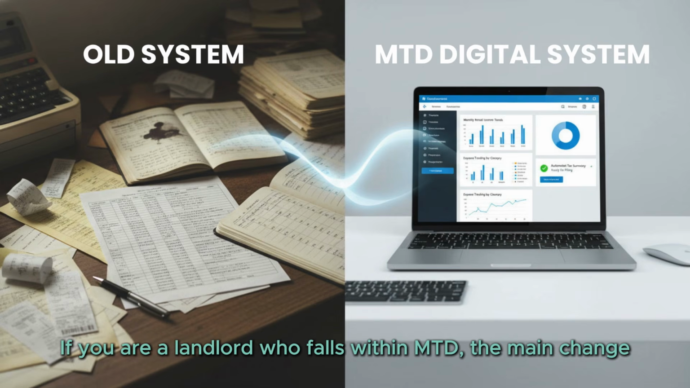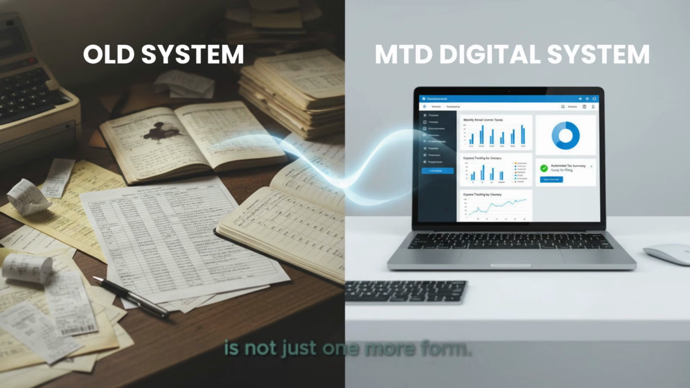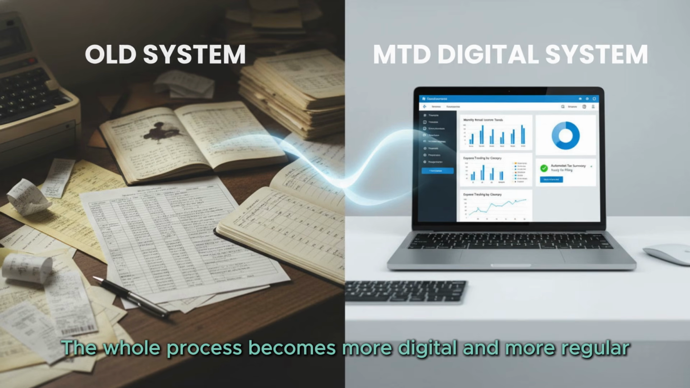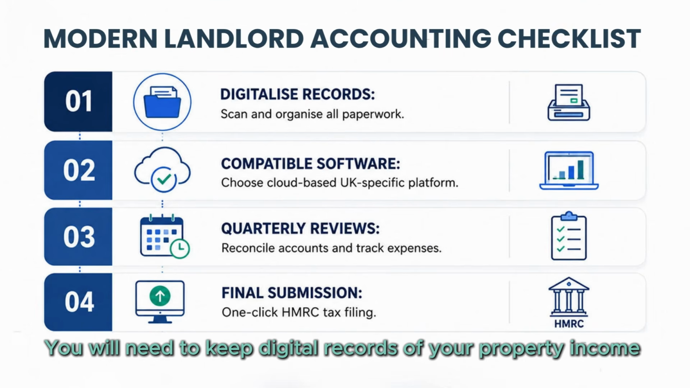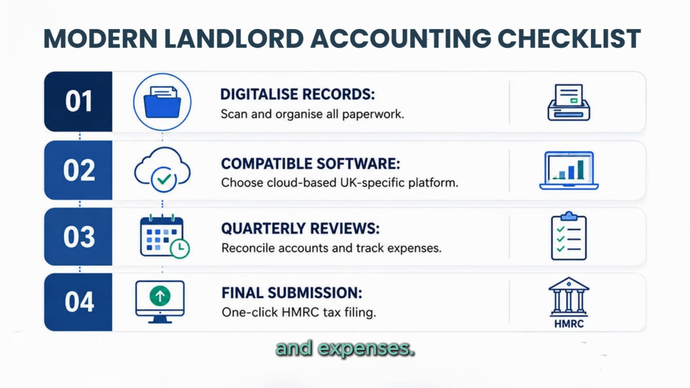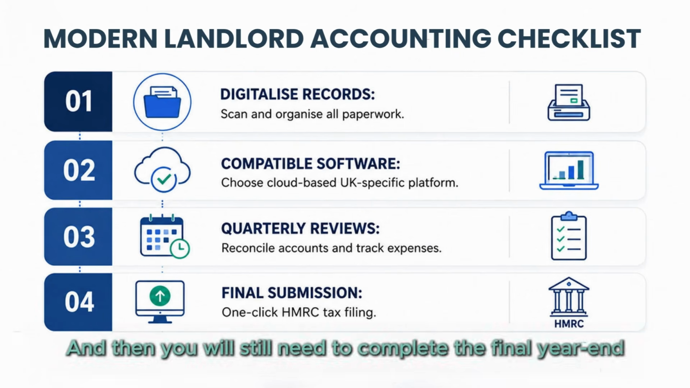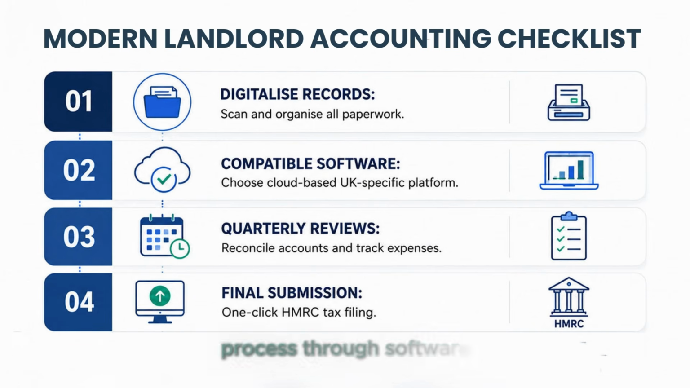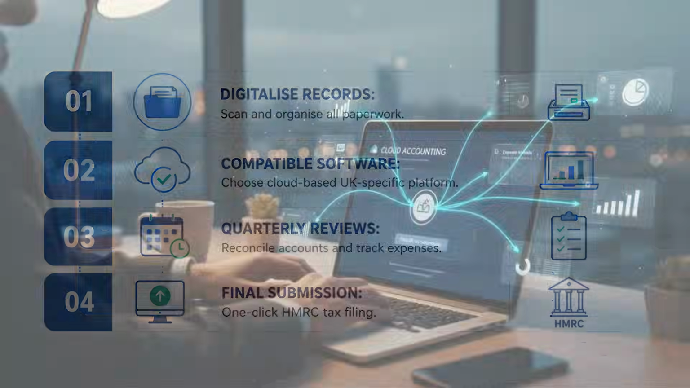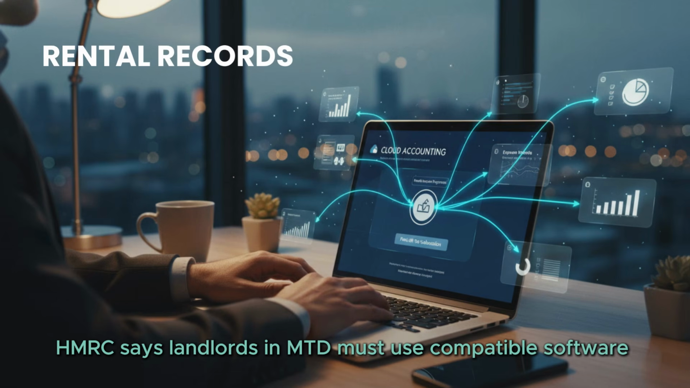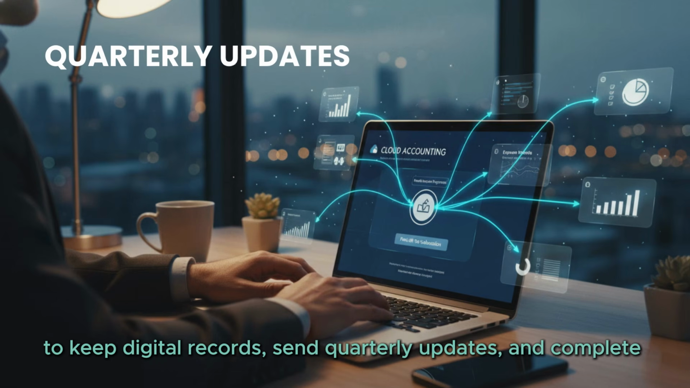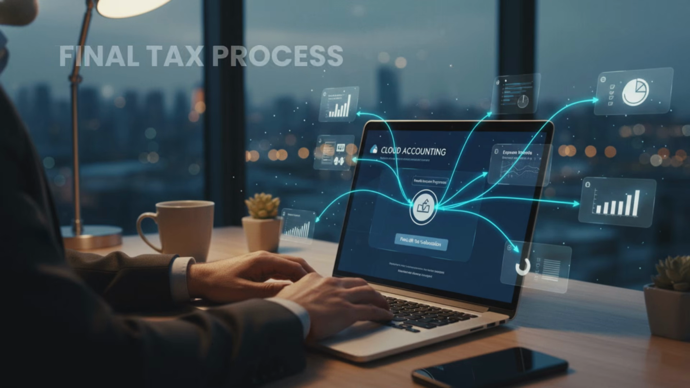If you are a landlord who falls within MTD, the main change is not just one more form. The whole process becomes more digital and more regular. You will need to keep digital records of your property income and expenses. You will need compatible software. You will need to send quarterly updates. And then you will still need to complete the final year-end process through software. HMRC says landlords in MTD must use compatible software to keep digital records, send quarterly updates, and complete the final tax return process.